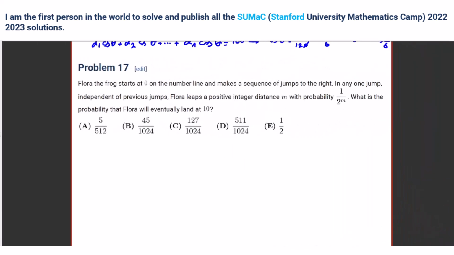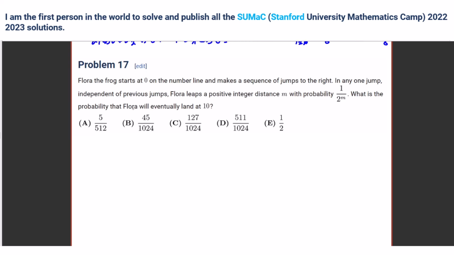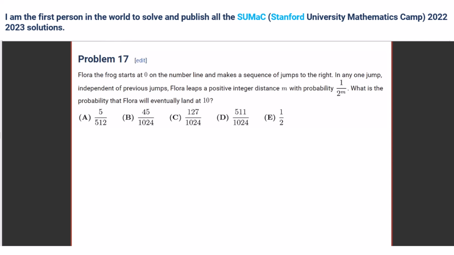Let's see. For that, I mean, you could make an area graph. Small examples. Area graph for probability for a certain thing. Yeah, so here, look, it says starts at 0 on the number line and makes a sequence of jumps. In any one jump, independent of previous jumps, Laura leaps a positive integer distance and with probability this. What's the probability that you eventually land at?